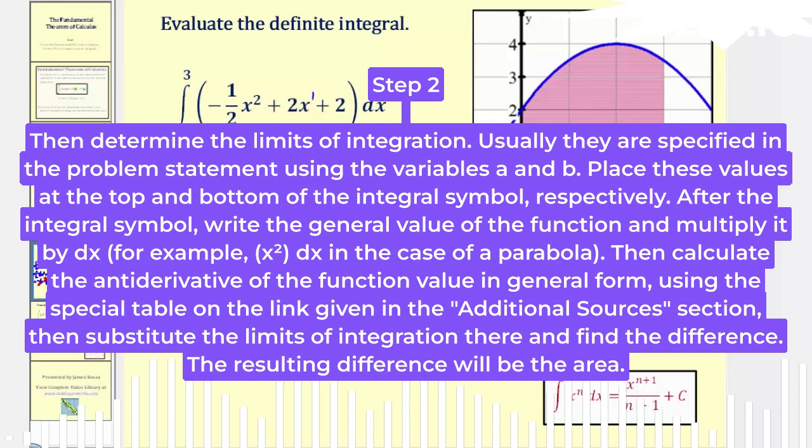Then calculate the antiderivative of the function value in general form, using the special table on the link given in the Additional Sources section, then substitute the limits of integration there and find the difference. The resulting difference will be the area.